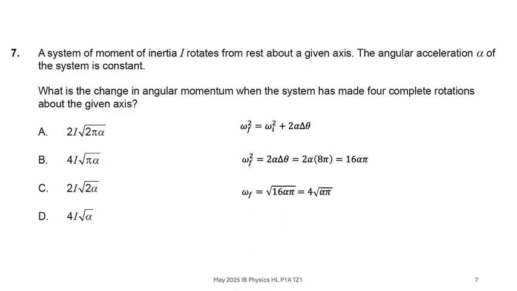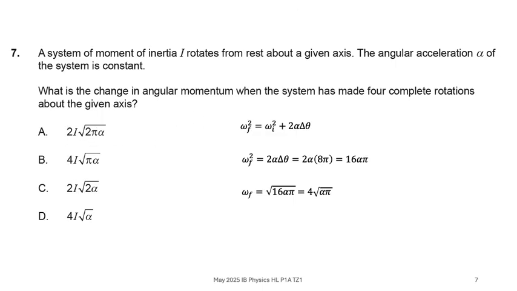If we then go and think about our final angular velocity, well, that's just going to be the square root. It's going to be square root of 16 is 4, and then we've got the square root of alpha times pi. It's worth looking again at this side here just to check, is there any pi's here? Looks like there's going to be a pi in our answer, so we're looking at either A or B.